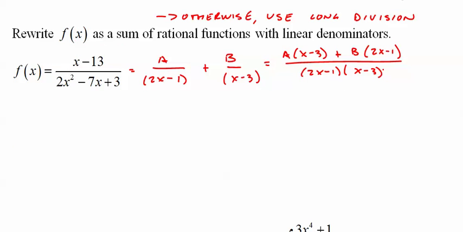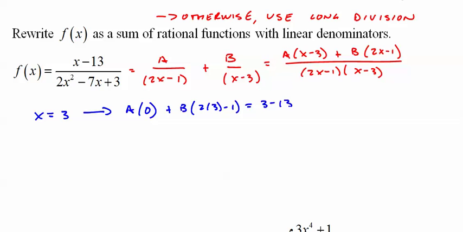We can now say, clearly a times x minus 3 plus b times 2x minus 1 has to equal x minus 13. So we have a little trick. Let's make x equal to 3. Then we get a times 0 plus b times 2 times 3 minus 1 equals 3 minus 13. I keep this in a line because I don't have a lot of space here. We get 5b equals negative 10. Therefore, b equals negative 2.